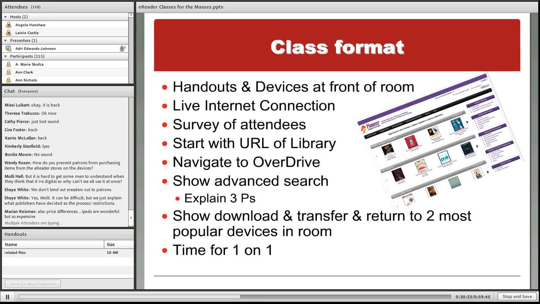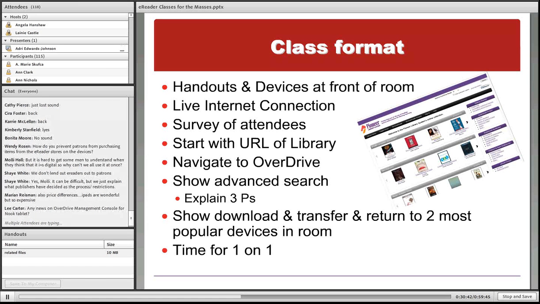All right. So I'm going to go ahead and then talk about the class format since I don't see any questions coming in, and hopefully everyone's still awake. So the way we set up the class is, any news on Overdrive Management Console for a new tablet?